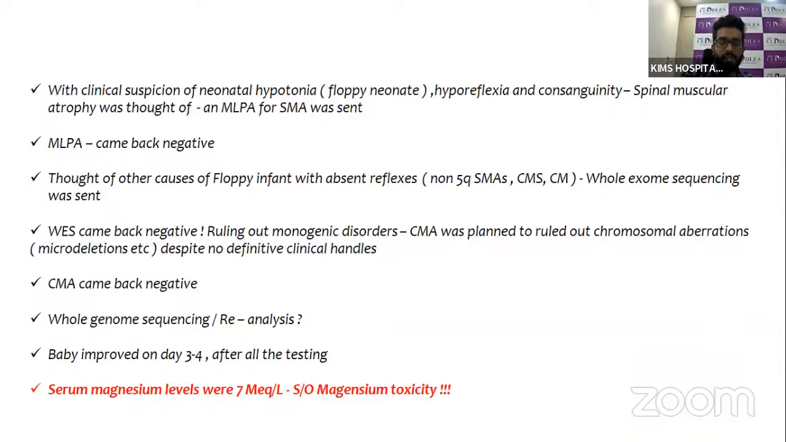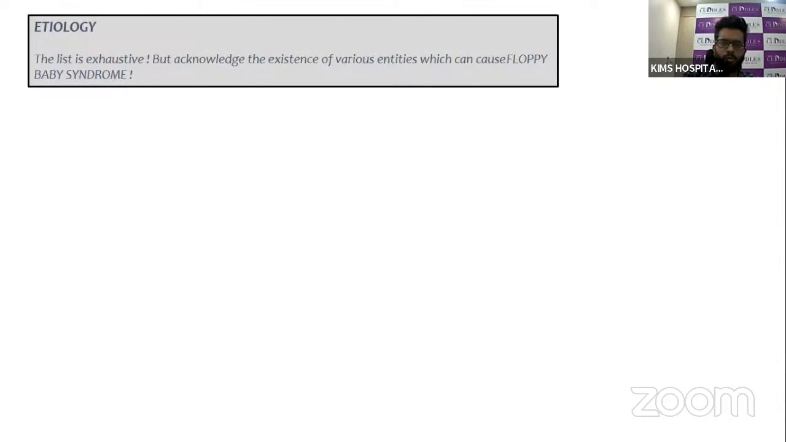And whenever you escalate your genetic testing, you just have to come back and rethink about your diagnosis. And if you still feel that no, it's still genetic, then it's better to go to the next genetic test. So with this case, we'll have a brief overview of all the causes of floppy infant syndrome. See, floppy infant syndrome has multiple causes. Identifying a floppy baby is quite simple, but there are a lot of etiologies and syndromes which cause floppy baby syndrome.